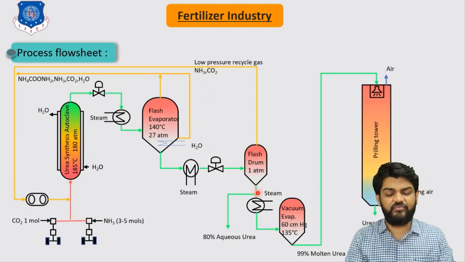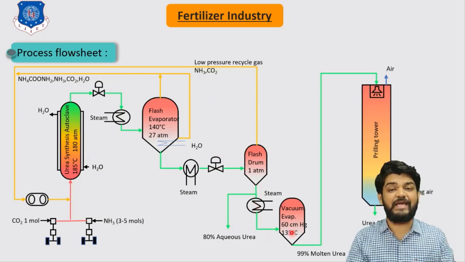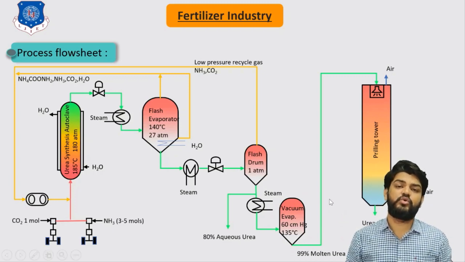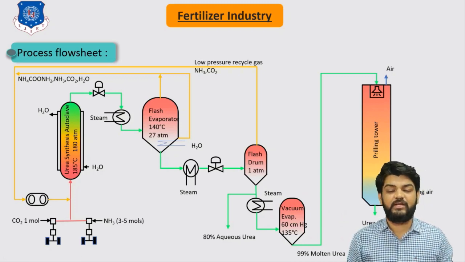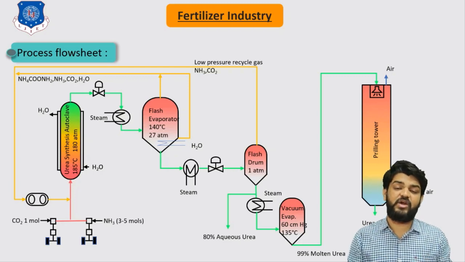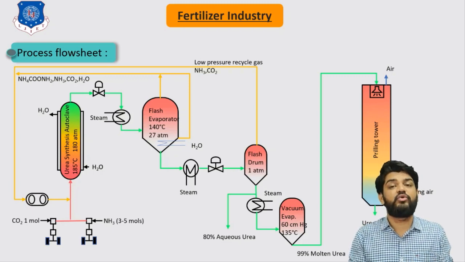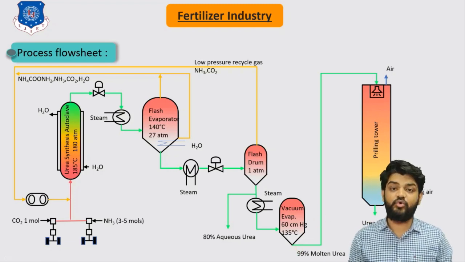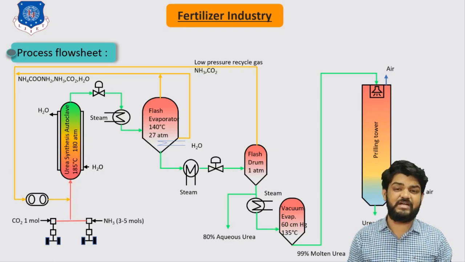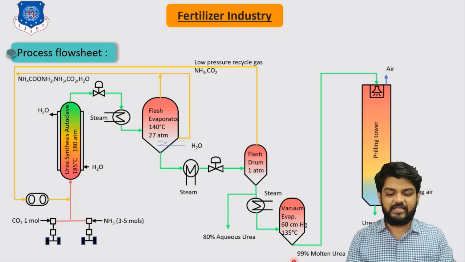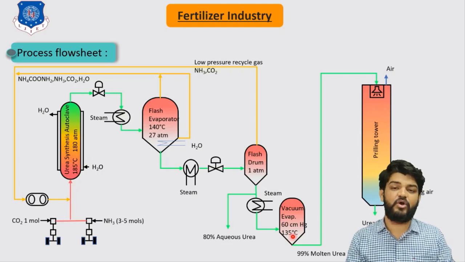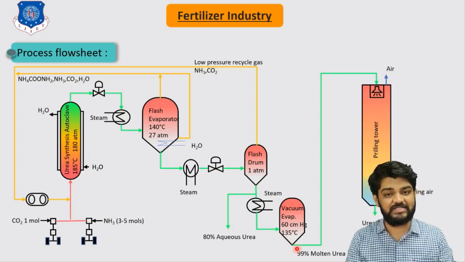Now the product coming out of this flash drum is sent to the vacuum evaporation, where we achieve higher concentration of the urea. That is, the urea is being concentrated from 80% aqueous solution to 99% highly concentrated urea. As you can see here, 99% molten urea has been produced from this vacuum evaporator, which operates at 60 centimeters of mercury at 135 degrees Celsius.